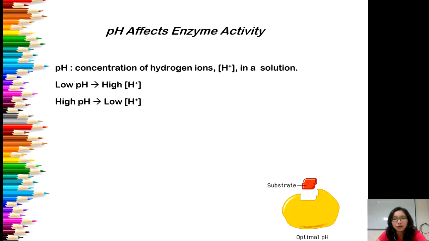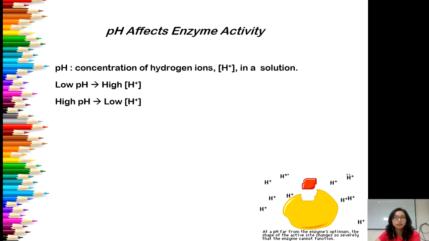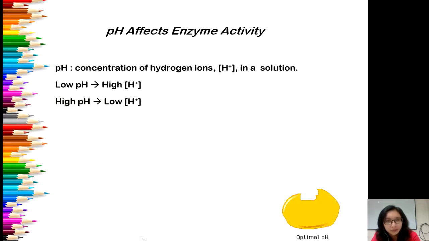Okay, so this is how you explain what happens when the pH is above or below the optimum pH. As you know, in chemistry, you might also learn that pH relates to the concentration of hydrogen ions in a solution. So when there is a high amount of hydrogen ions inside a solution, the solution will have a low pH, or be acidic.